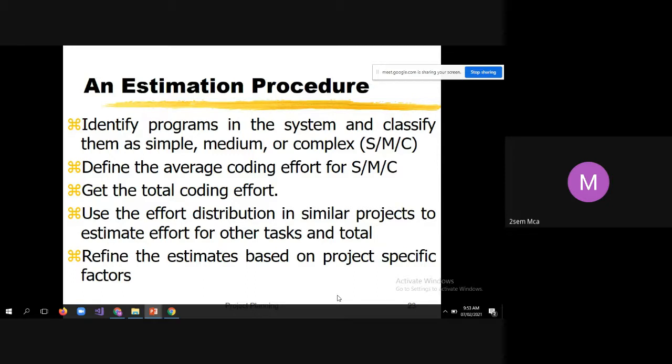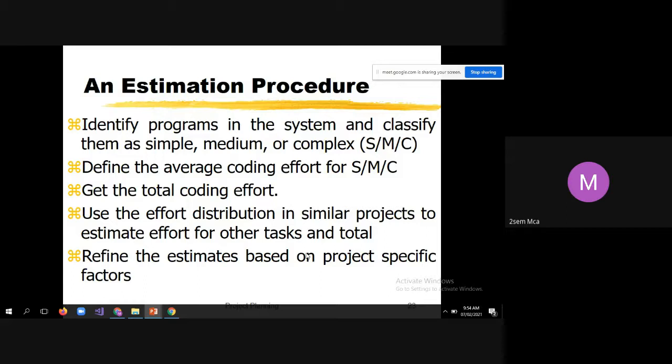There also they can classify programs into simple, medium, and complex. The concept here is to first identify programs in the system and classify them as simple, medium, and complex, as part of development effort. In testing also they will be writing a lot of programs to test the application, so there also you can follow the same procedure. When they write the source code to automate the testing process, there also you can identify simple, medium, and complex. Similarly, in the design phase also.